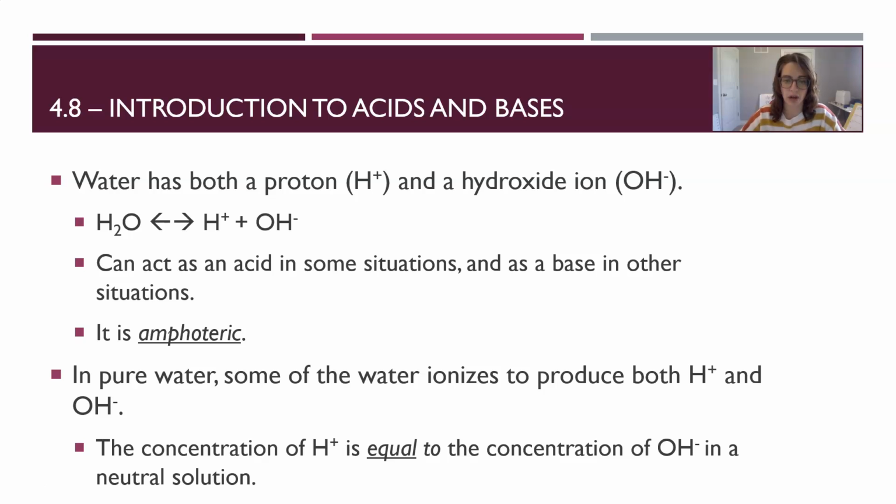In pure water, some of the water is always going to be ionized to produce the H+ and the OH-. In a neutral solution, something that has a pH of 7, the concentration of hydrogen is equal to the concentration of hydroxide in the solution, so that they cancel each other out, and it maintains neutrality.